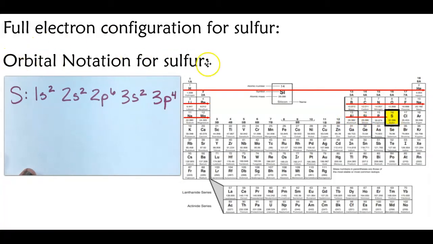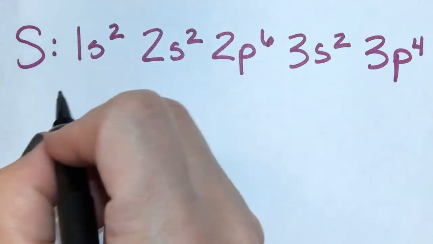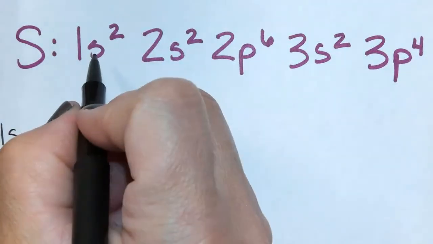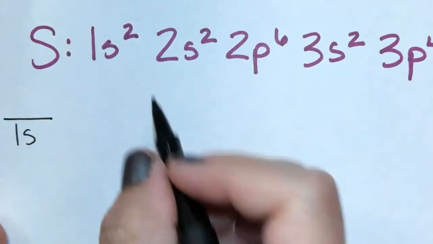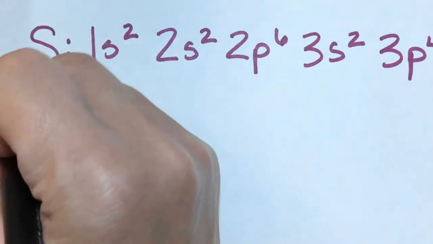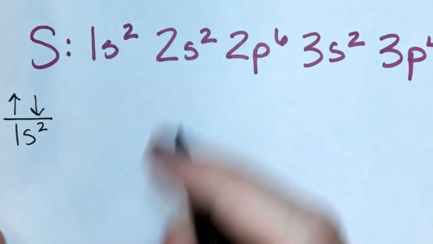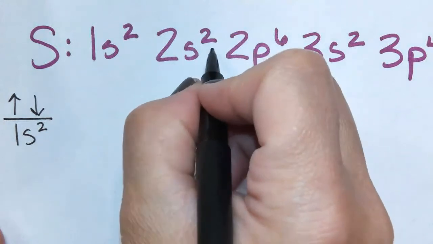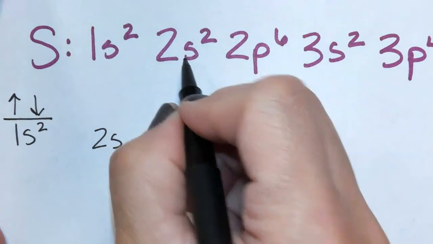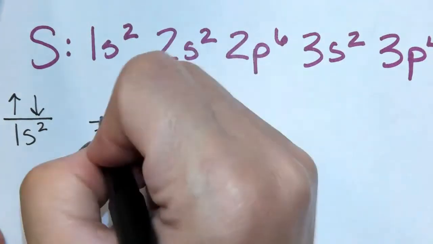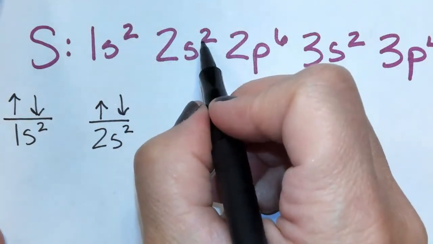Now we're going to write the orbital notation for sulfur. So first we have 1s2. So I'm going to write 1s. S sublevels can only have one orbital, and it has 2 electrons, one up spin, one down spin, and we'll put a 2 to denote that it's full. Next is the 2s2. So I'll write 2s. S sublevels only have one orbital, up arrow, down arrow, and a 2 to denote these 2 electrons.